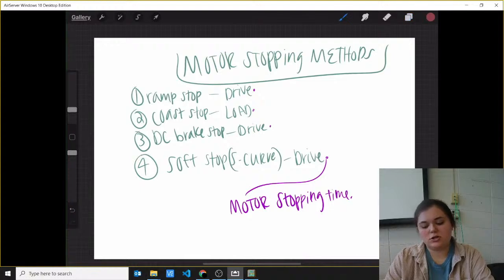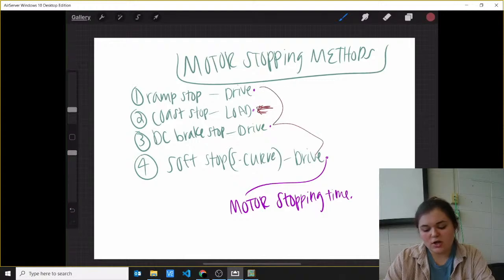Here are some motor stopping methods: ramp stop, coast stop, DC brake stop, and soft stop, which is also called S-curve. I put load here because how fast it stops is dependent on the load. The rest of these are dependent on the drive. These three are going to stop when the drive wants them to stop. Coast stop is dependent on load.